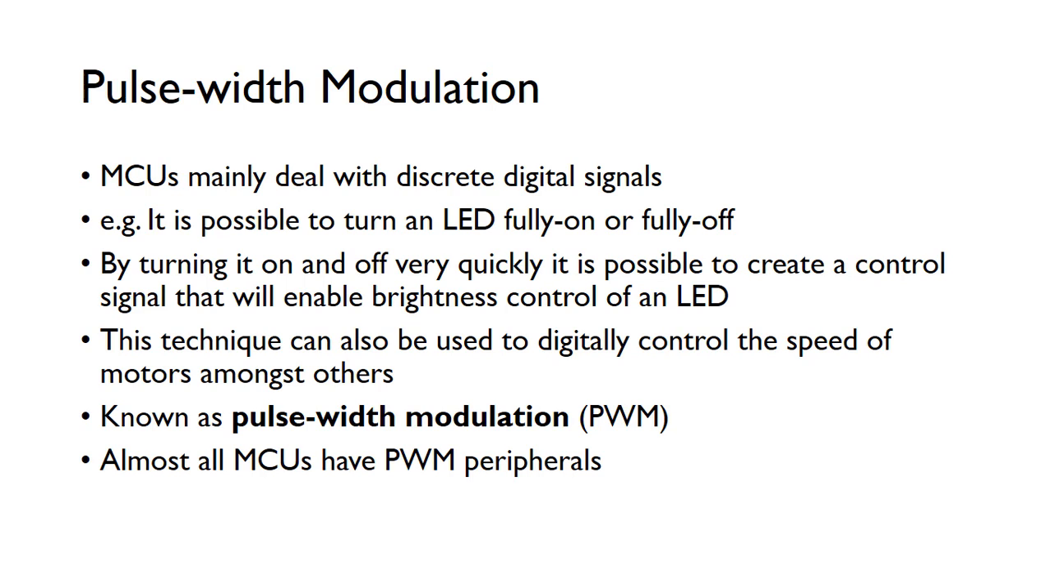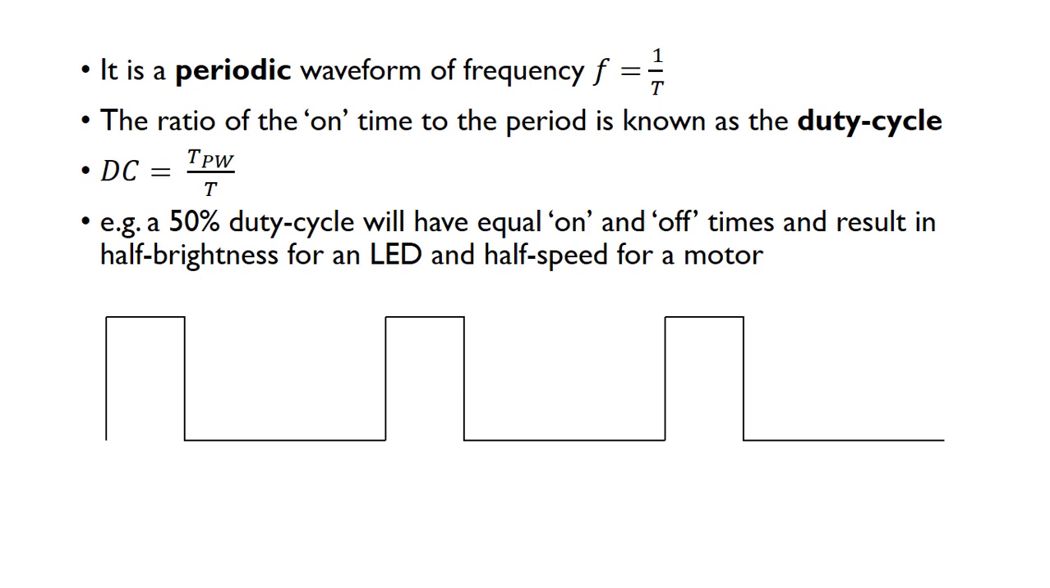But if you turn it on and off very quickly, it's essentially flashing the LED very, very quickly. It's possible to create a control signal that enables the brightness of the LED to be controlled. Your eyes can't see the LED flashing; it's flashing too quickly for your eyes to respond. But the fact that it's turning on and off effectively controls its brightness. This technique is also very commonly used to digitally control the speed of motors. It's known as PWM, or pulse width modulation, and pretty much all microcontrollers have PWM peripherals.